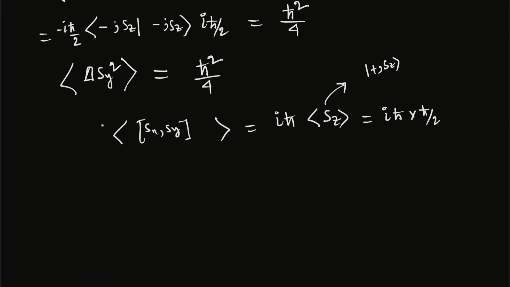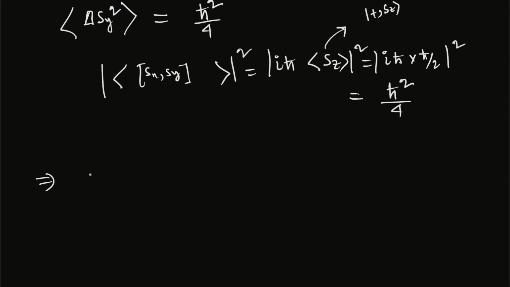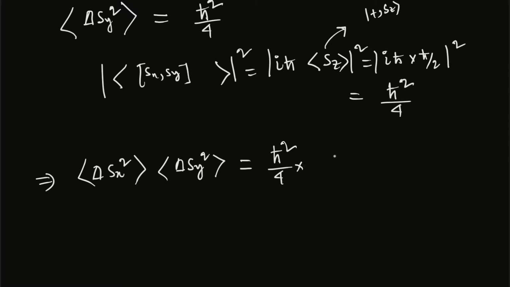So what is its mod square? The mod square will be ħ² by 4. That means ⟨ΔSx²⟩ into ⟨ΔSy²⟩ is equal to ħ² by 4 into ħ² by 4, that is equal to ħ⁴ by 16.